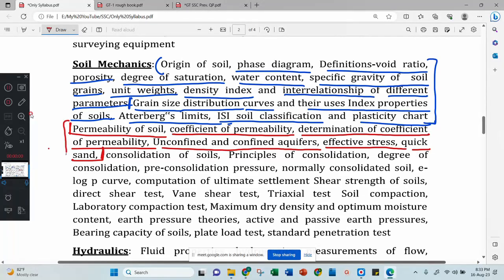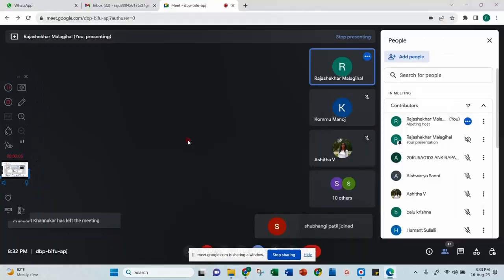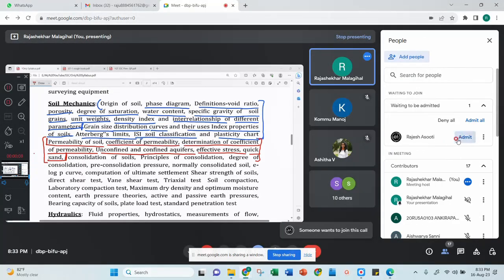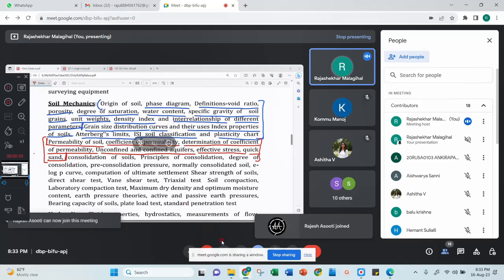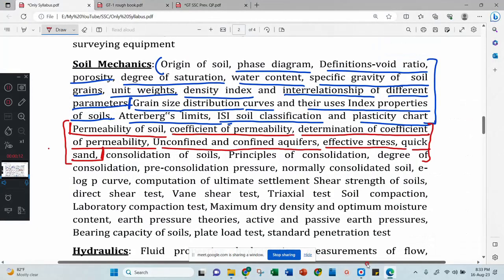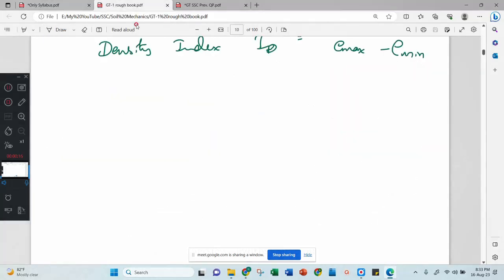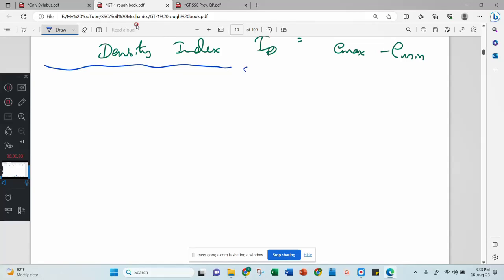We are studying from here, from permeability and this red underlined topics. Before understanding permeability, we should understand soil and water, and why water will pass through the soil, or otherwise what are the particular names of the water present in the soil.